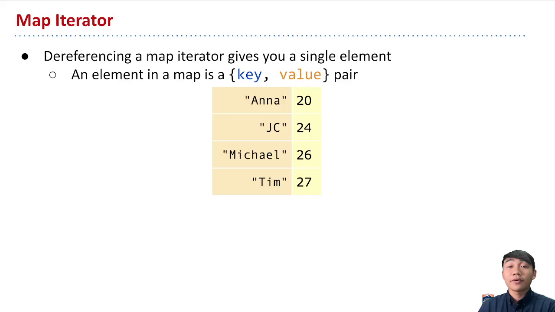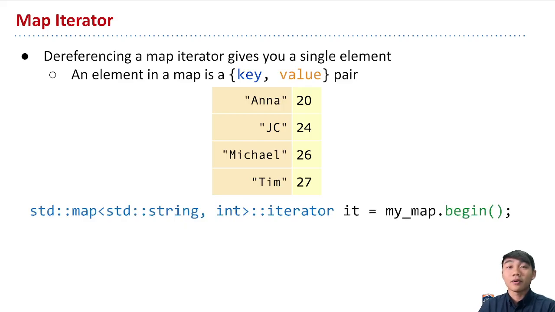Now if I were to create an iterator for a map, it would be pretty similar in that I would also use .begin, and that would also point to the very first element in the map. Like before, I could increment that iterator to move it along to the next element. So what would I get back if I tried dereferencing the iterator at this point?